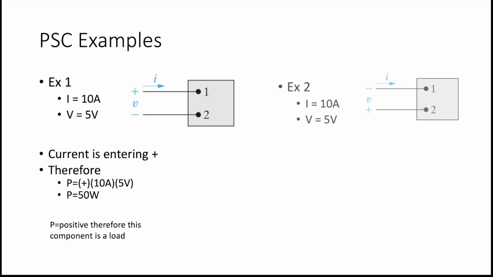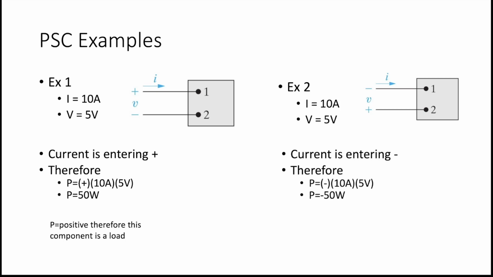If you remember from the previous slide, a positive power means it's a load and the negative sign means it's a source. In example 2, we can see that we have a current of 10 amps and a voltage of 5 volts. If you look at where the current flows into the object, we can see it's leaving the negative terminal, so we must enter a negative in front of the power equation. So this gives us that power is equal to negative times 10 amps times 5 volts, which is negative 50 watts. The power is negative, so therefore the component is a source.